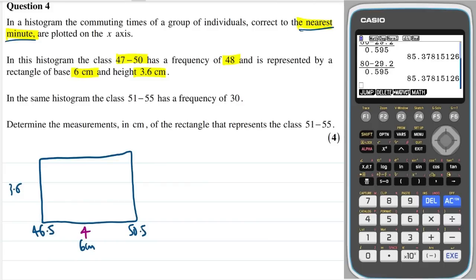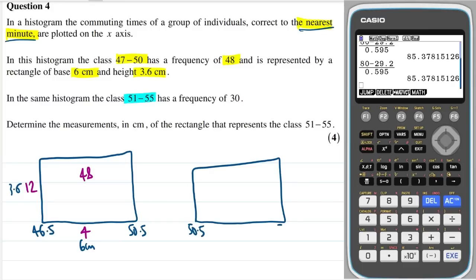And if we know that the frequency is 48, then that is the area of the rectangle. So 4 times 12 must equal 48. Okay, let's now look at the next histogram, and it has a class width of 51 to 55. So if I would just draw this, that means it would start at 50.5 and end at 55.5, and that would mean it would have a gap of 5, and that's all we know, that the area is 30.